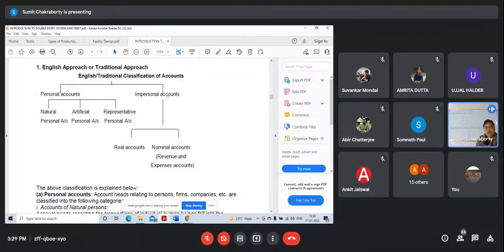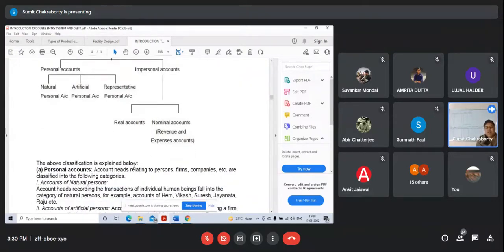Okay, impersonal account is not of a person. Like real account. Real account means you can touch and feel. Like assets and liabilities. What is asset? What is liability? I will come to that later. And nominal account, revenue and expenses accounts. Revenues and expenses accounts. All right.